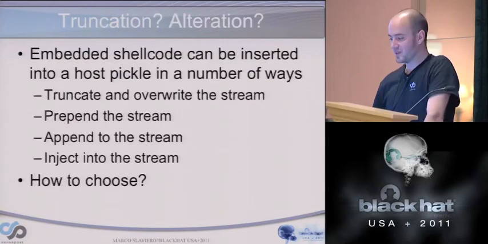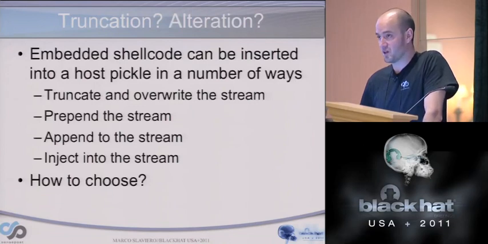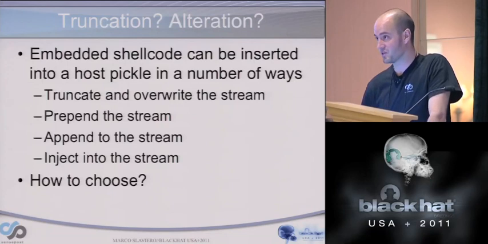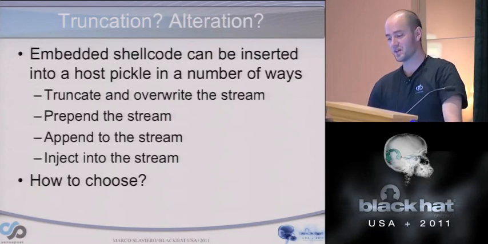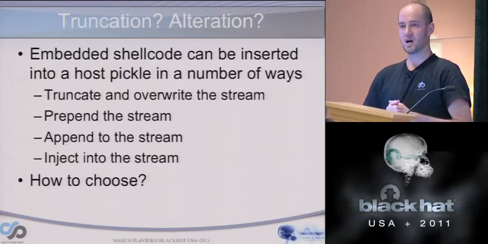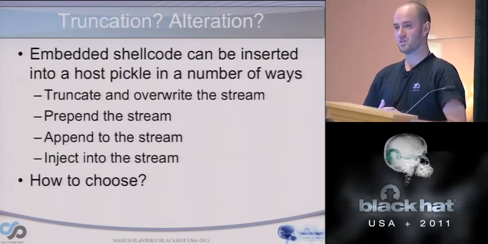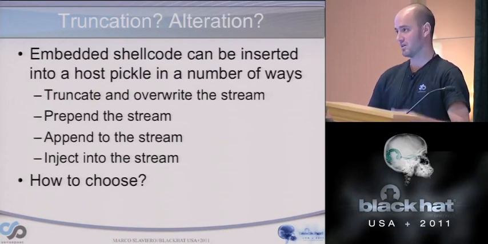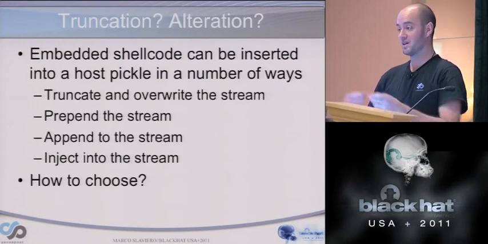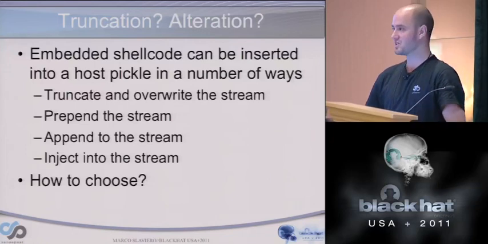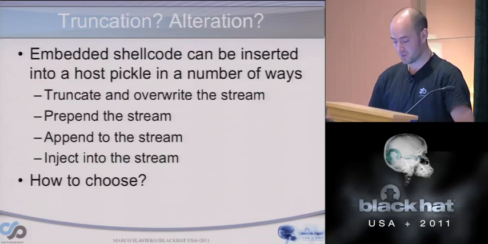So if we assume again that we can control the input to loads, wherever it sits, either on the network or on the disk, somehow we can control what gets passed into loads. The question then becomes, if we want to change the pickle, how can we go about changing it? We've got a few options. For example, we can completely overwrite that pickle with the shellcode that we put in, so no part of the original host pickle is left, it's just the malicious pickle. Or we may put our shellcode at the end of the host pickle, or at the beginning, or we may insert our shellcode in the middle somewhere. So the question is, how do you choose?